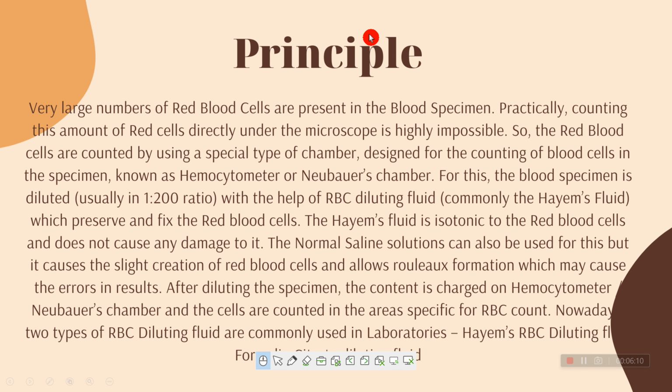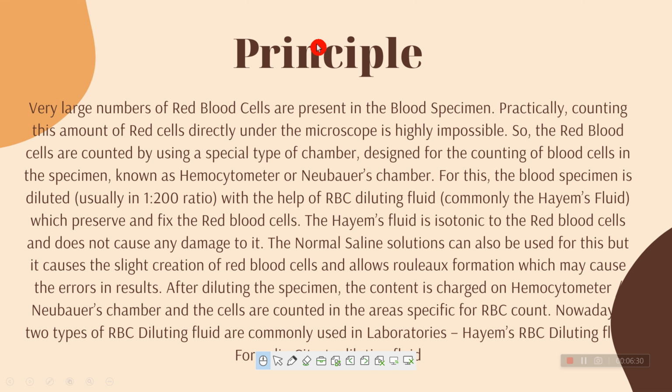Now what is the principle of this red blood cells count? Red blood cells can be counted by using an automated hematology analyzer, which is also called an autoanalyzer, and they can also be counted manually in the lab.